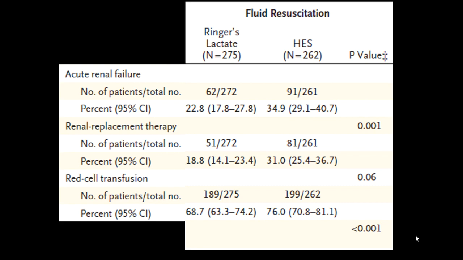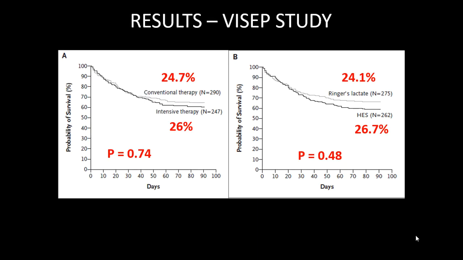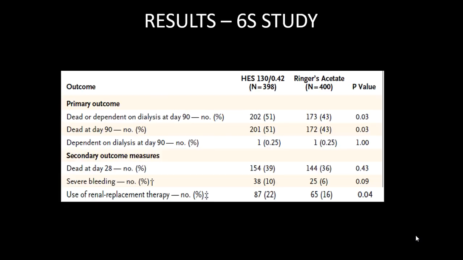So this was the VISEP trial, where they looked at renal failure incidence, which was higher in the hetastarch group as compared to the Ringer's acetate group. Similarly, the need for more red cell transfusion was also higher in the hetastarch group. So statistical significance about mortality did not make any difference, whether that was insulin or fluid therapy.